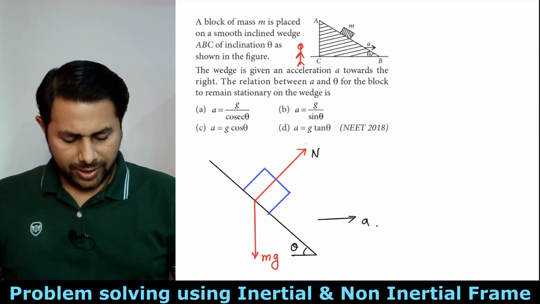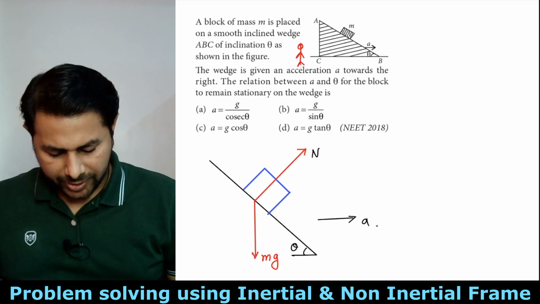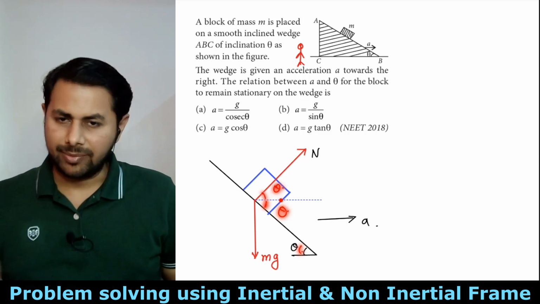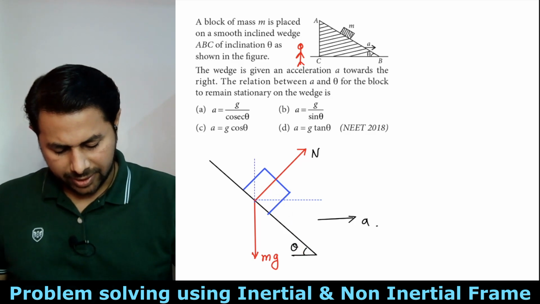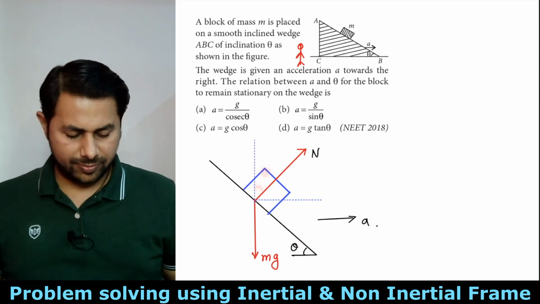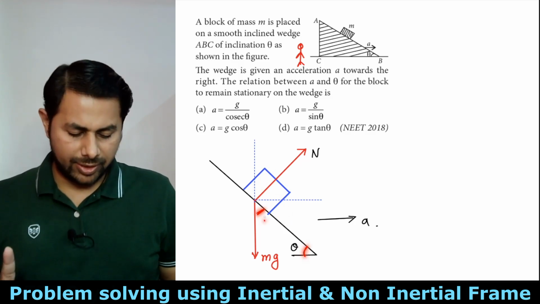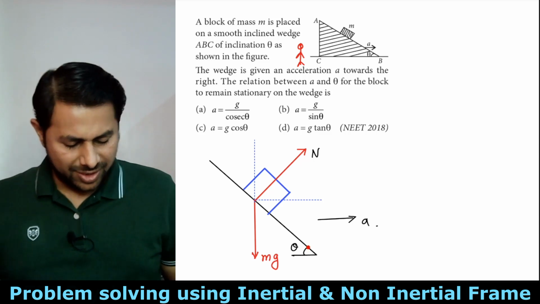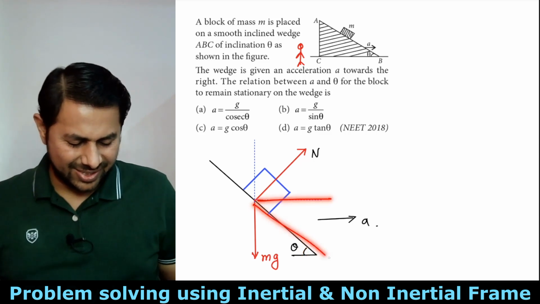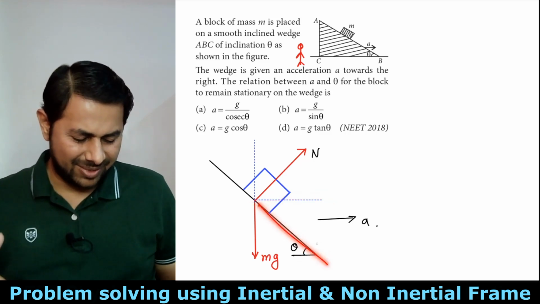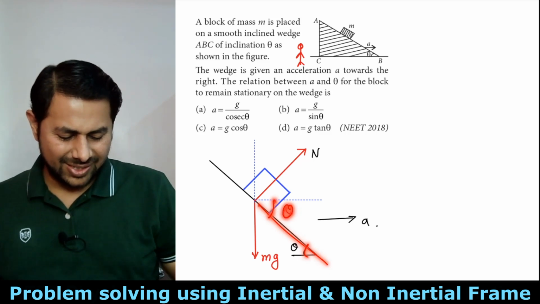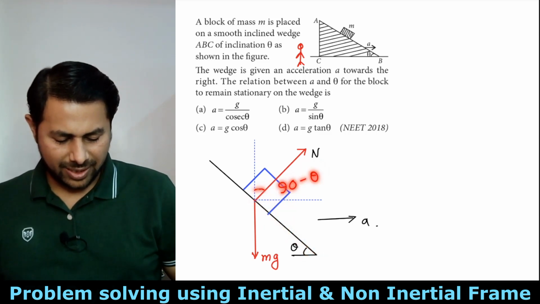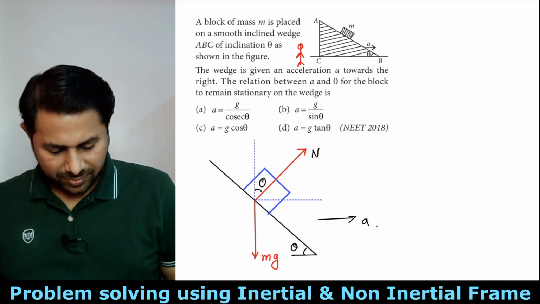So resolve the normal reaction along the two components. If this angle is theta, this angle is also equal to theta. This angle will be 90 minus theta. Then this angle is again theta. Two parallel lines and the intercept, so this angle is theta, and this one is going to be 90 minus theta because this total angle is 90 degrees. And if this is 90 minus theta, then this angle is going to be equal to theta.